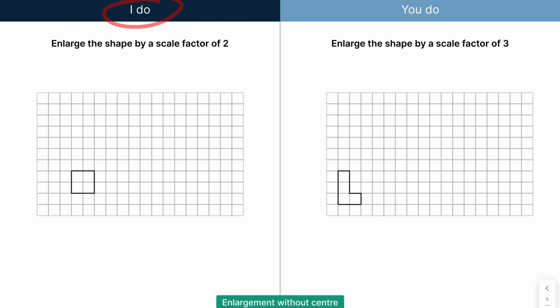So the way my videos work, I'm going to do the example on the left, which is I do. You are then going to press pause and I've got the example on the right, which is you do. Now I have linked these slides down below. So do print them off so you can work with me.